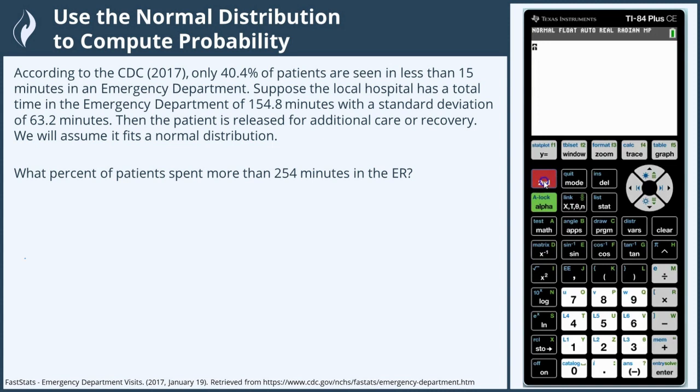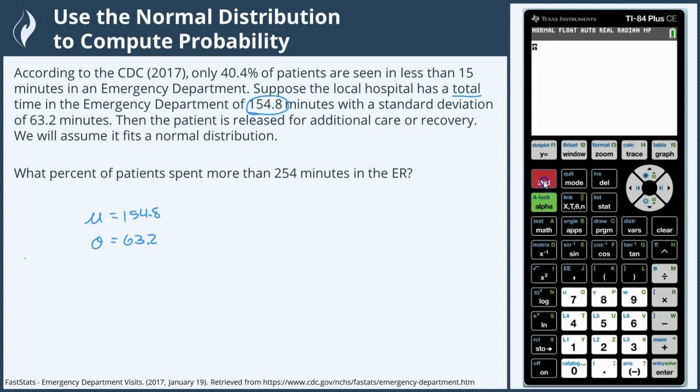Suppose the local hospital has a total time in the emergency department of 154.8 minutes with a standard deviation of 63.2. So this should say mean or average time, but this is our average. And it's an average for the local hospital altogether. So this is our population, okay? The population is all patients seen in that hospital. So it's a population mean mu, which is 154.8 minutes, and a population standard deviation of 63.2. I'm converting my words into my notation.